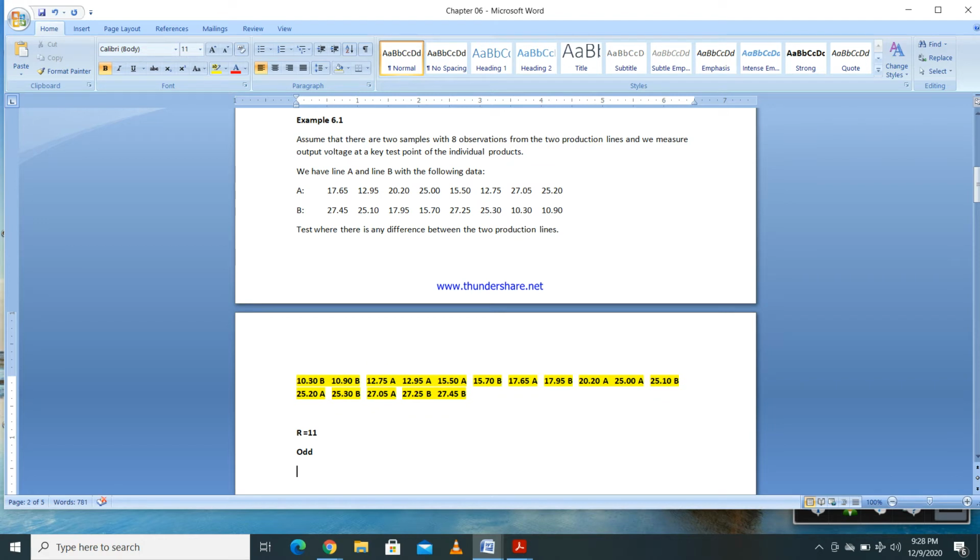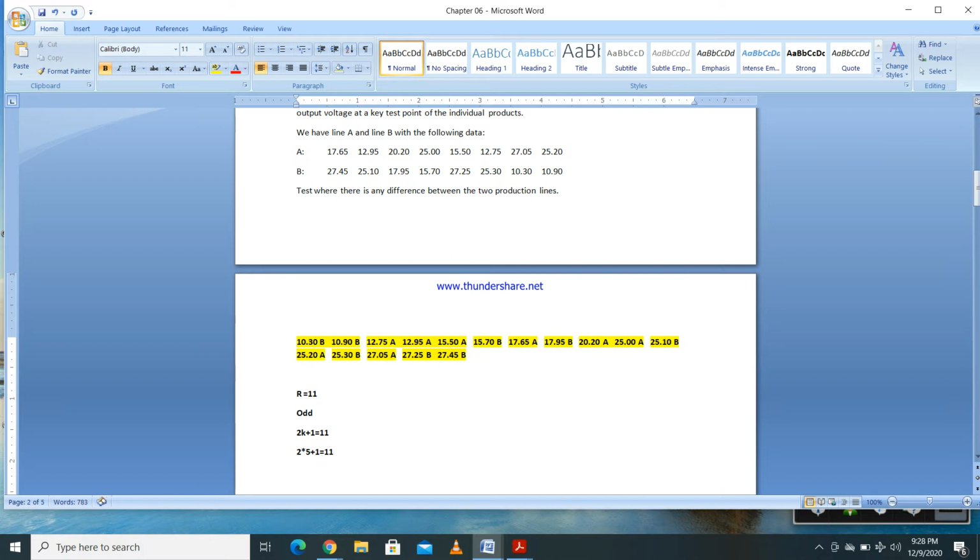You have to write this number of runs in 2k plus 1 format. So when you write 11 in 2k plus 1 format, we know it is 2 into 5 plus 1, which is equal to 11. So according to this set of observations, you can see the k value is equal to 5.